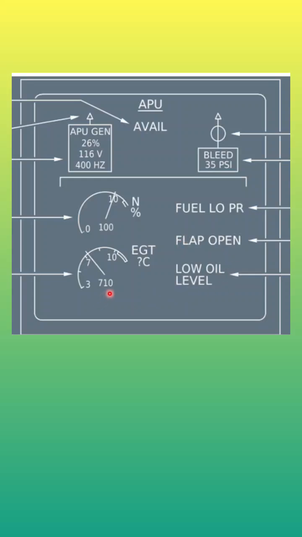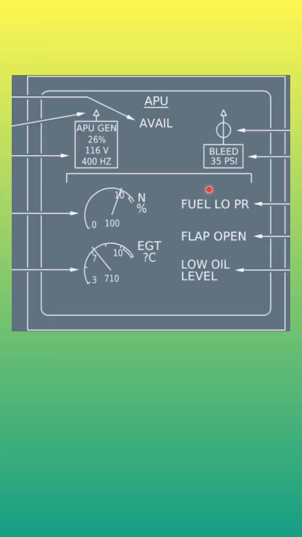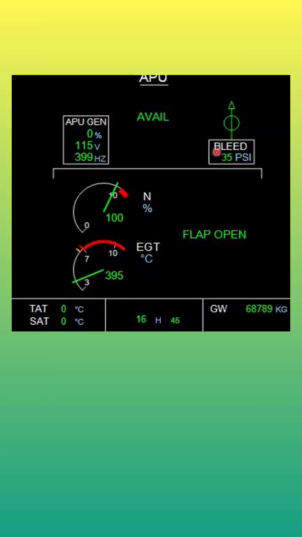And 2 seconds after speed reaches 95%, or when speed is above 99.5%, you will get the available light, and the ON light on the start pushbutton will go out. This ON light goes out once the speed reaches the limit. The APU is now ready to supply bleed air and electrical power to the aircraft systems. So you can see on the page that bleed air is available and electrical supply is available.